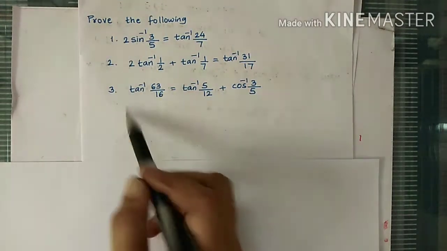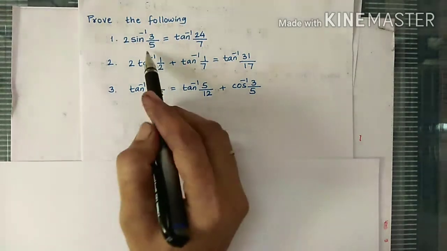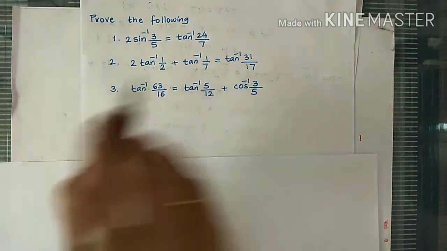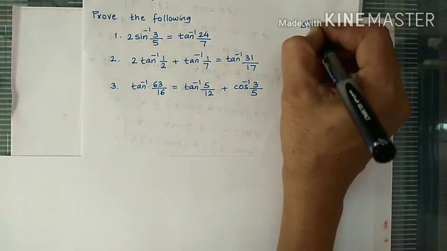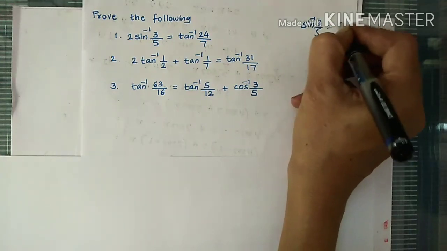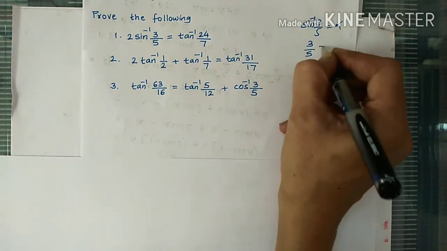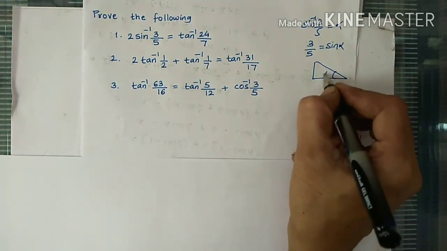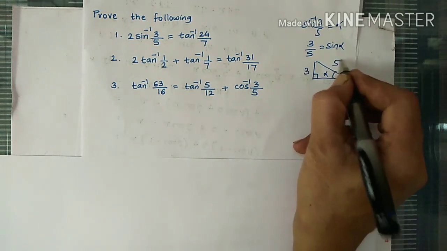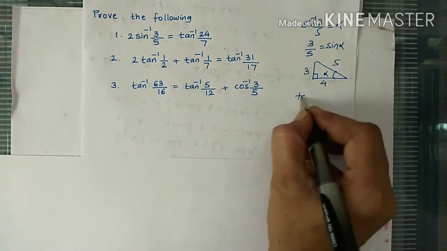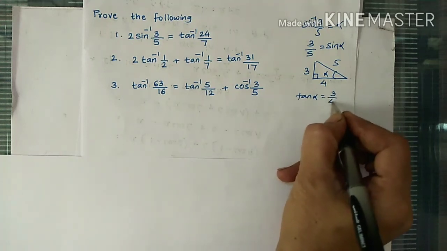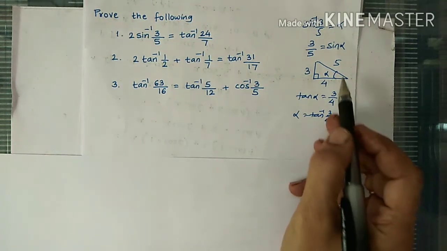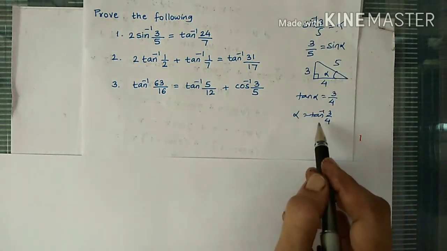Prove the following. 3 questions are given. In the first one, I am giving you the hint. In the first one, convert sine inverse into tan inverse. So how to convert that? Take sine inverse of 3 by 5 as alpha. So 3 by 5 will be sine alpha. Sine alpha means, if this is alpha, then this is 3, this is 5, and 3, 4, 5 is a triplet. So tan alpha becomes 3 by 4, and alpha will be tan inverse of 3 by 4. Alpha means sine inverse of 3 by 5.